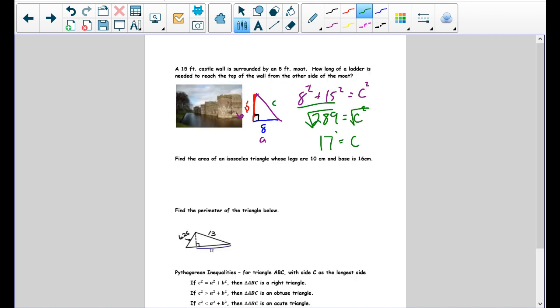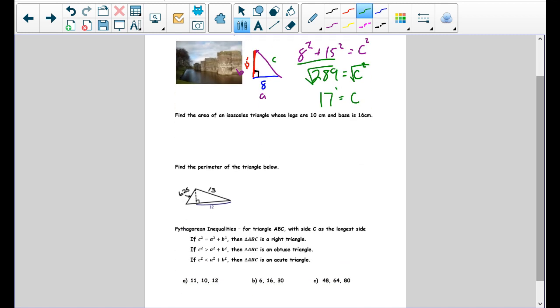Alright, so another type of problem we may have. Here we have an isosceles triangle whose legs are 10 centimeters and base is 16 centimeters. Now, what do I know about an isosceles triangle? Two equal sides. So I have a triangle that looks similar to this. Isosceles meaning these two sides are equal. Okay? So they want to know the area.